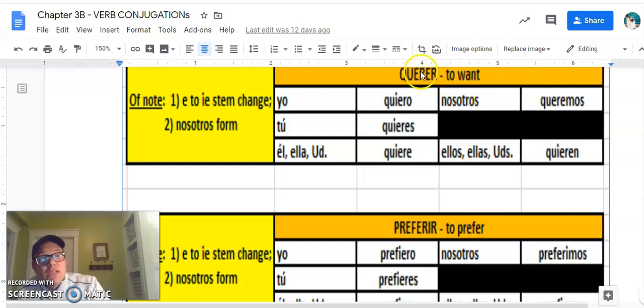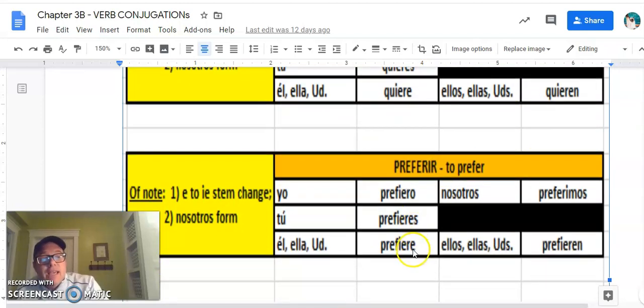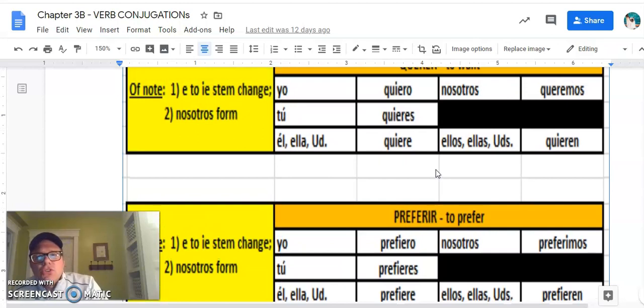Okay? Queremos, querer is an ER verb. Therefore, queremos ends in an EMOS. The nosotros form ends in an EMOS for an ER verb. Preferir is an IR verb. The nosotros conjugation of this IR verb is preferimos. Preferimos, IMOS. Okay? So, O, S, E, emos, N for an ER verb. Okay? O, S, E, imos, N for an IR verb. Okay? Those are your endings.